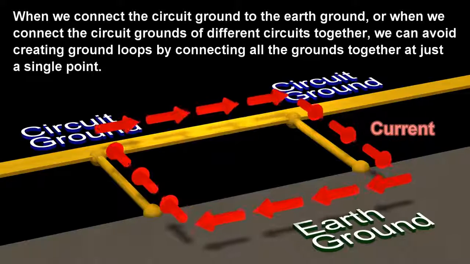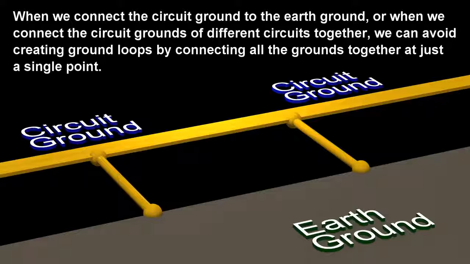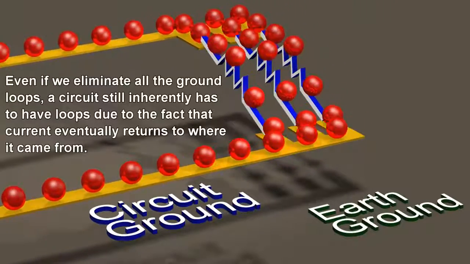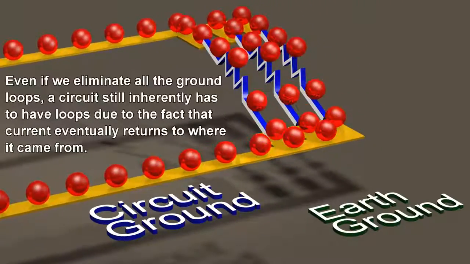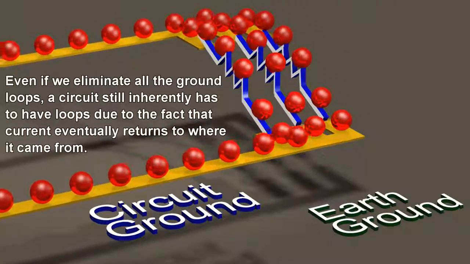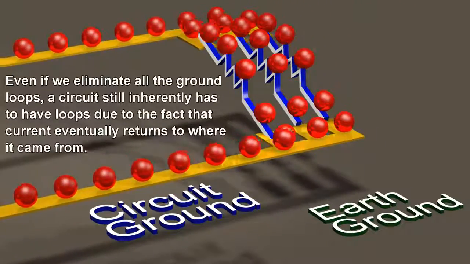When we connect the circuit ground to the earth ground, or when we connect the circuit grounds of different circuits together, we can avoid creating ground loops by connecting all the grounds together at just a single point. Even if we eliminate all the ground loops, a circuit still inherently has to have loops due to the fact that current eventually returns to where it came from.